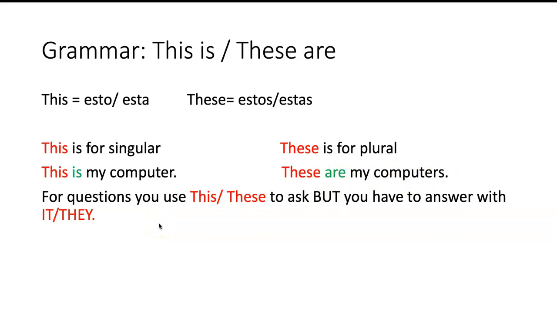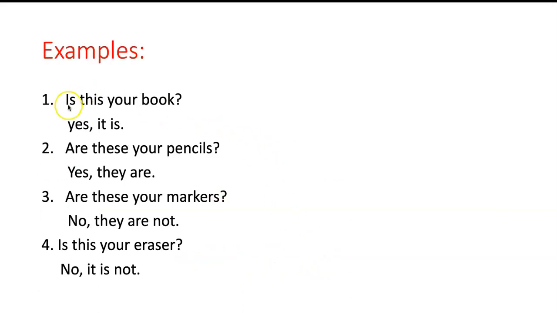Something important that you have to remember here is that for questions, you use "this" and "these." You use this to ask, but you have to answer with "it" and "they." So you ask with "this" and "these," and you respond with "it" and "they." Okay, so we are going to continue. Look at examples. Is this your book? Yes, it is. You are answering with "it is" because this is singular.